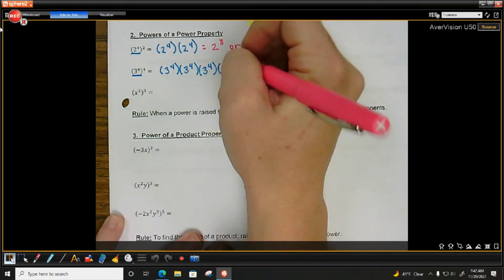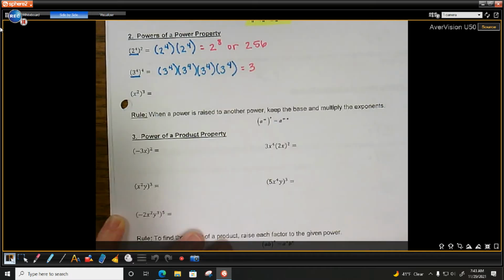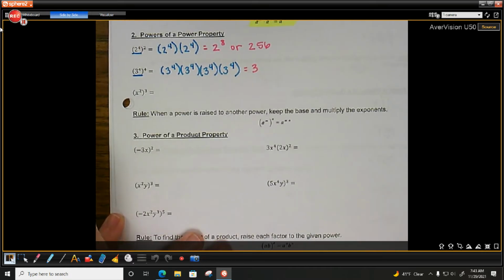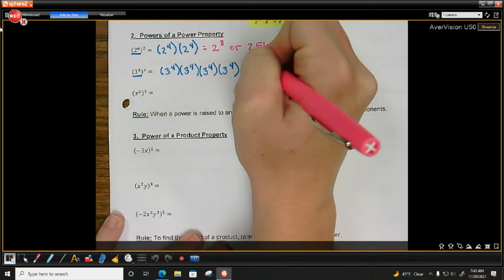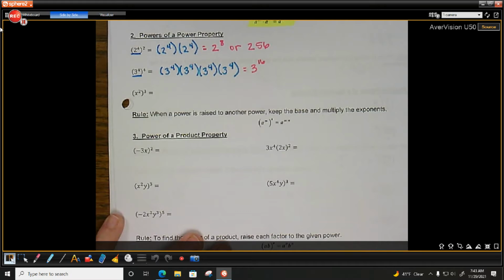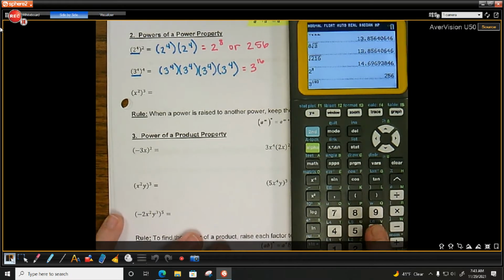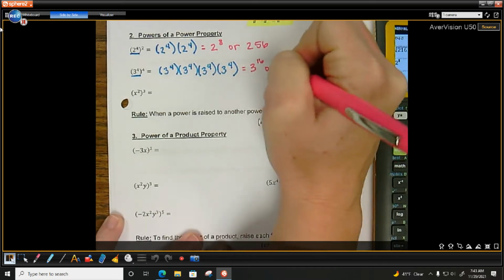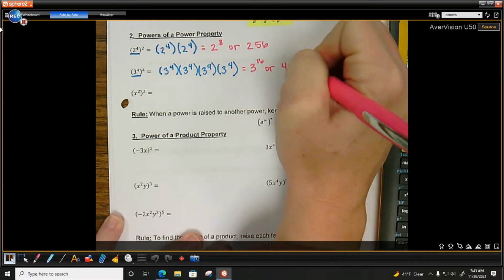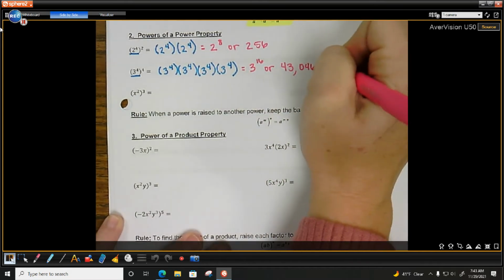Keep your base. They all have the same base of 3, 3, 3, and 3. Keep your base. And what are we going to do with our exponents? Add. What's 4 plus 4 plus 4 plus 4? So to the 16th power. And again, that's not a variable, so I can do 3 raised to the 16th power. And you get a really big number. 43,046,721.